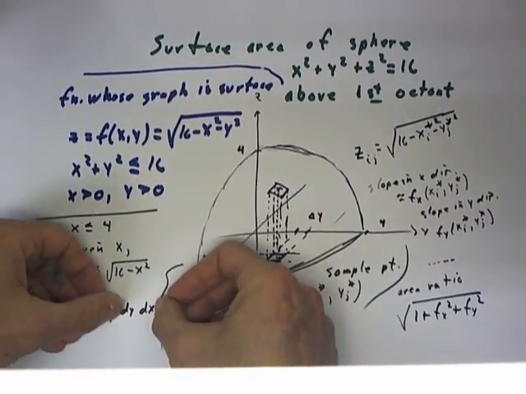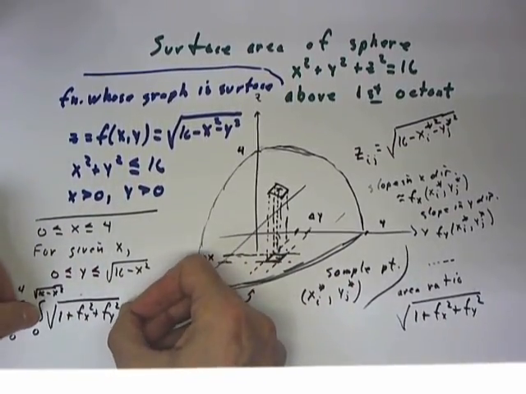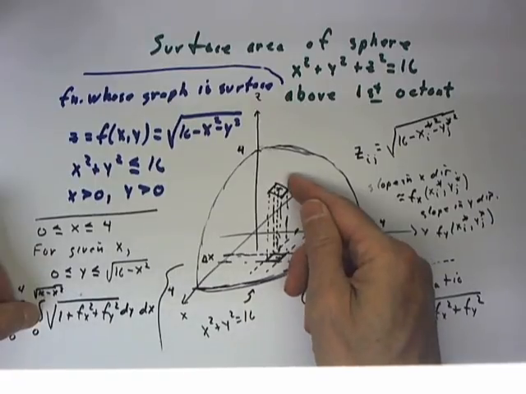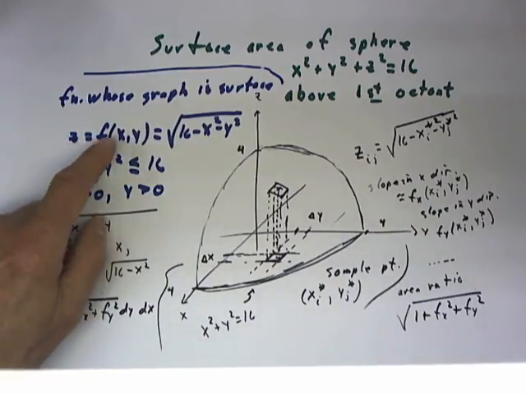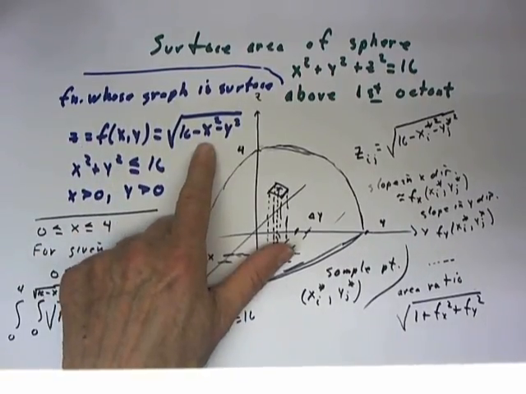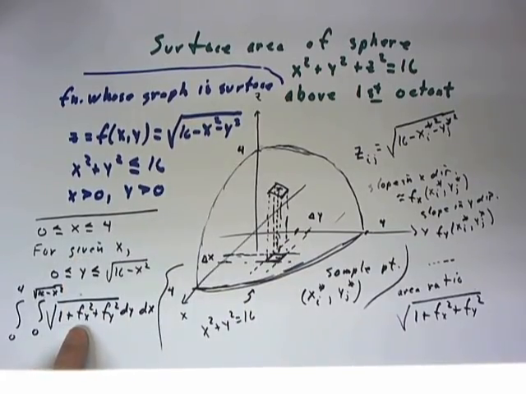This integral represents the area of a small region of the xy plane multiplied by the ratio of the area of the surface to the area of that increment. In terms of this function, f of xy equals square root of 16 minus x squared minus y squared, it's easy to calculate fx and fy.